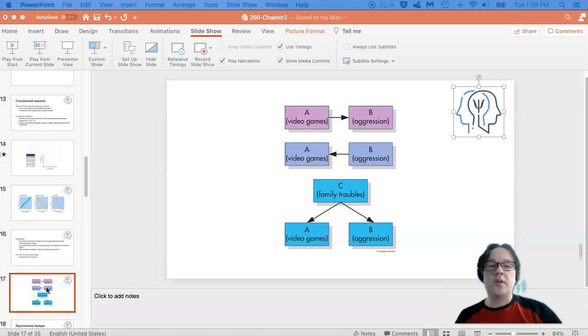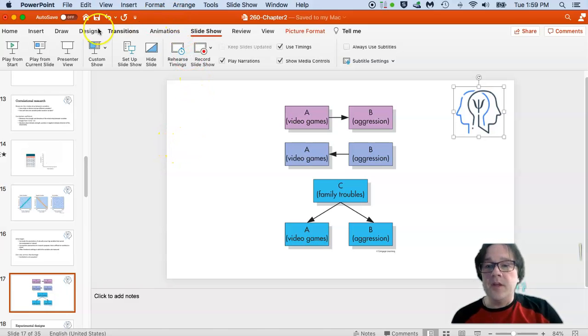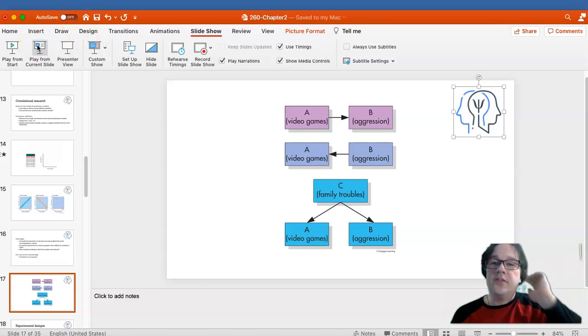Okay, so welcome back to part two of chapter two's lecture. Last time we left off, we were talking about correlation and some of the problems that come with correlation, especially in regard to determining causality or making any claims about causality. So let's pick up from where we left off.